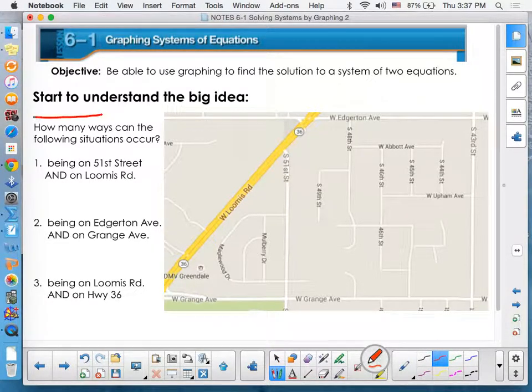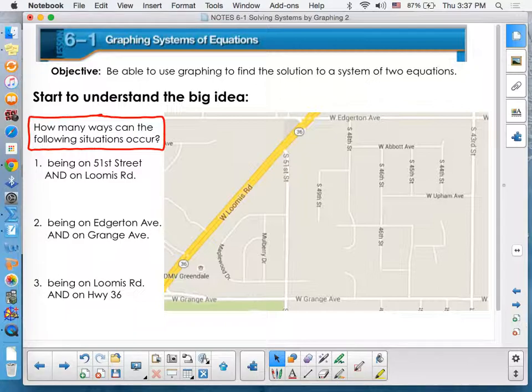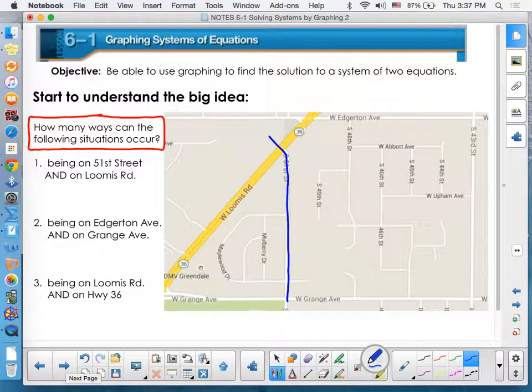So again, pause the video each time I ask a question if you want to make the most of your learning so that you see if you're understanding as you go, and then start it up again after you write down your idea and see how it compares. It says, how many ways could I be on 51st Street? So I'm going to find 51st Street and darken that for you in case yours is a little light. So 51st Street starts right here on your map, comes up like this, and actually does keep going past there. And on Loomis Road. And Loomis Road on your map is right here.